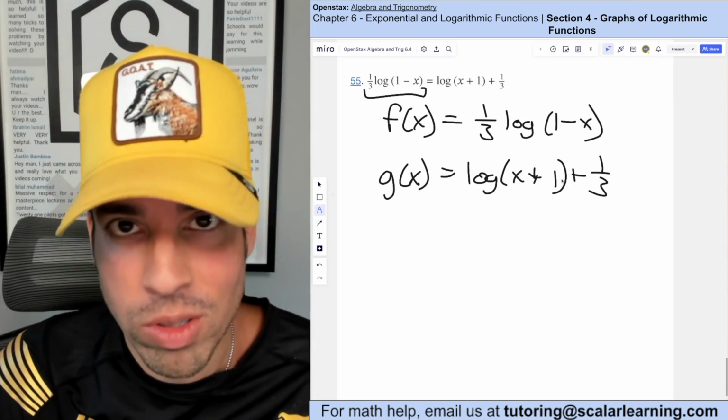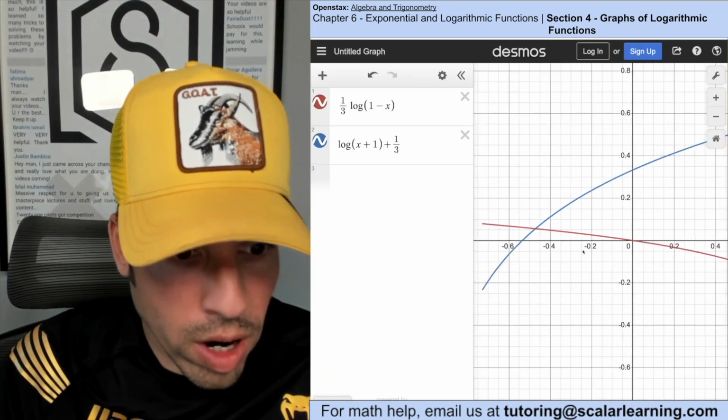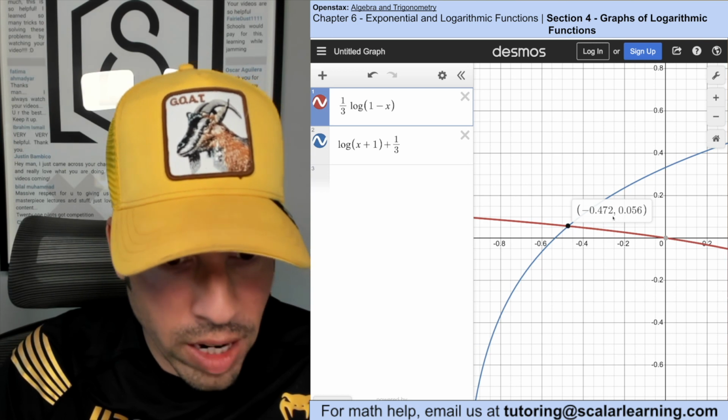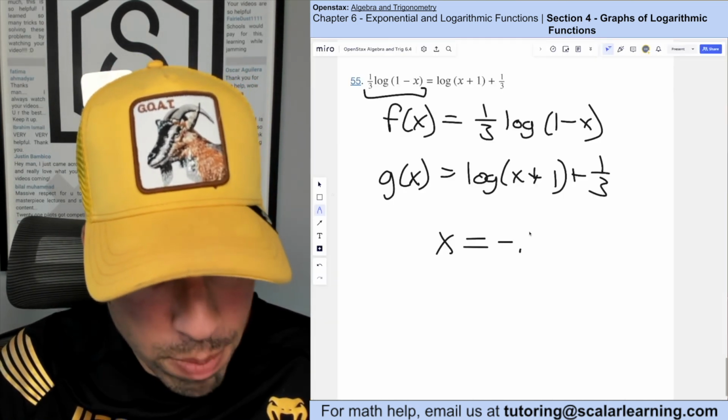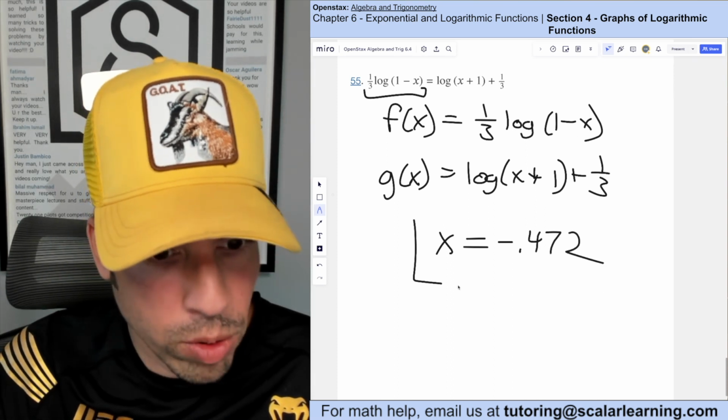So let's use Desmos now. Here we can see the two graphs. Let's see where they intersect, which is right here at an x value of negative 0.472. So the answer is approximately negative 0.472, boom.